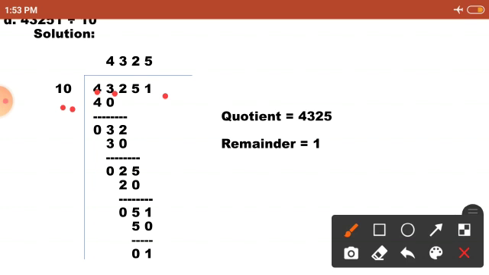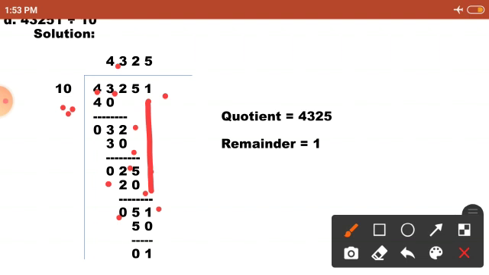Take the next number, that is 2. Now this will become 32. Again 10 3s are what? 30. So 2 again subtracted. 2 minus 0 you will get 2 and 3 minus 3 you will get what? 0. Take the next number, that is what? 5. Now this number will become what? 25. Now again do it. 10 2s are what? 20. Now subtract this. 5 minus 0 you will get 5 and 2 minus 2 you will get what? 0.